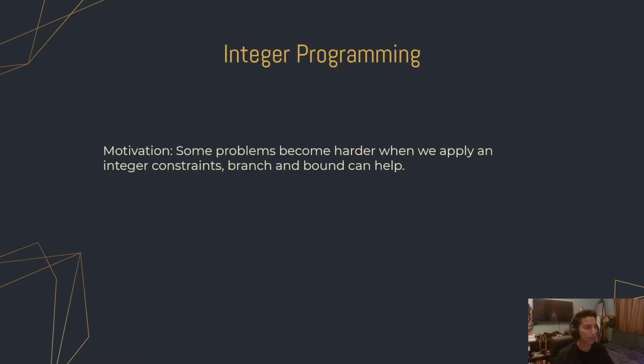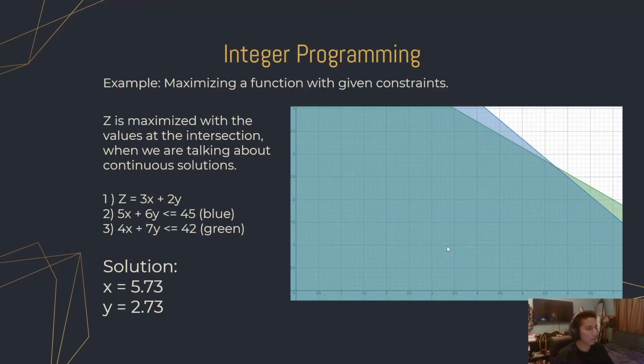So some problems can become much harder when you try to apply an integer constraint to them. And this is an area where branch and bound can actually help. So, for example, in this problem here, we're trying to maximize z. And what you do to solve this in the continuous space is basically take equations 2 and 3, which are constraints, find the intersection of them, and now you have your solution. X is equal to 5.73, y is equal to 2.73.